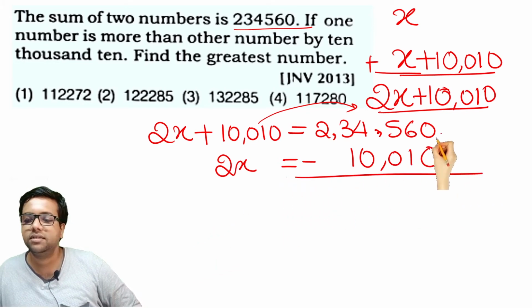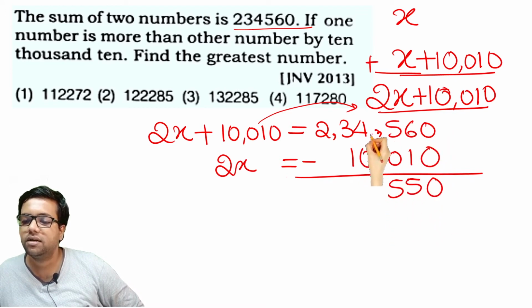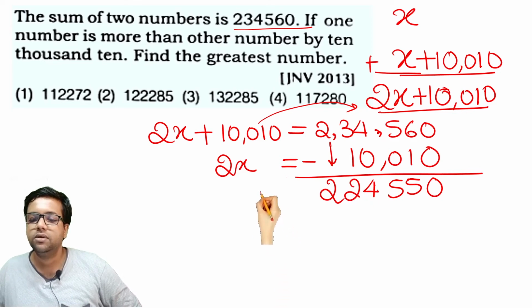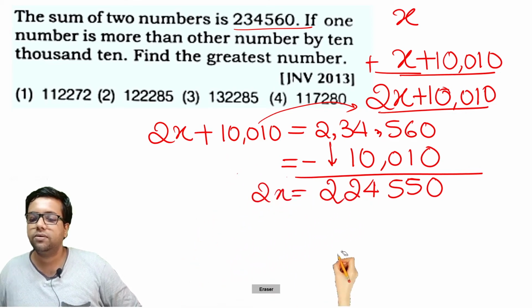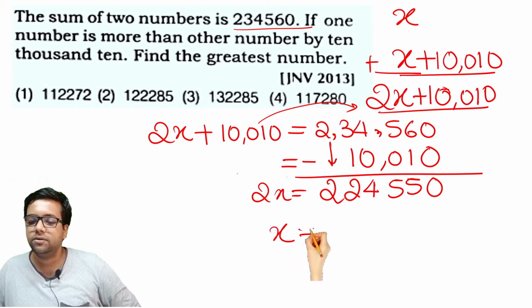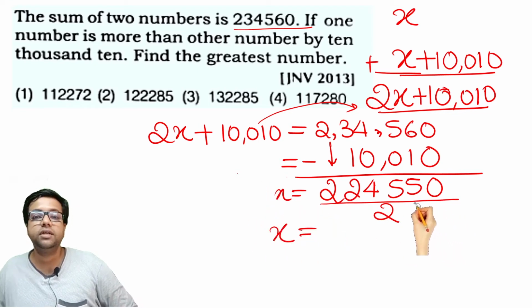Now let us do the math here. What will you get? 0, 0 as it is 0. 6 minus 1 is 5. 5 minus 0 is 5. 4 minus 0 is 4. 3 minus 1 is 2. And 2 will come as it is downside. So 2x is equal to this value. Now x will be equal to this value divided by 2. The 2 which was here will move downside to the denominator.